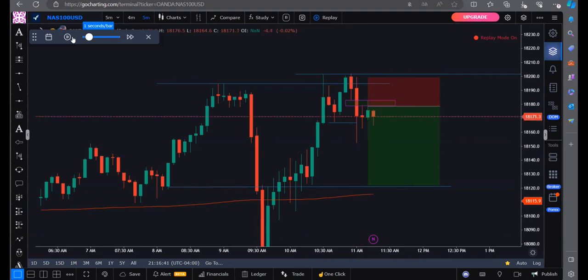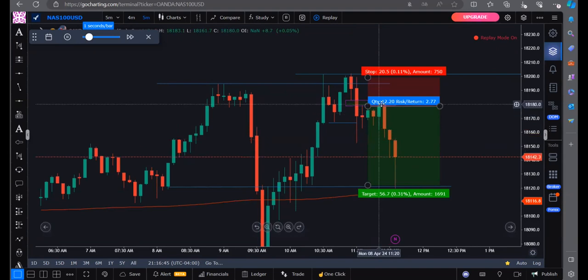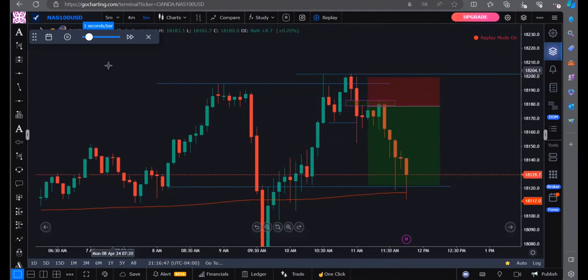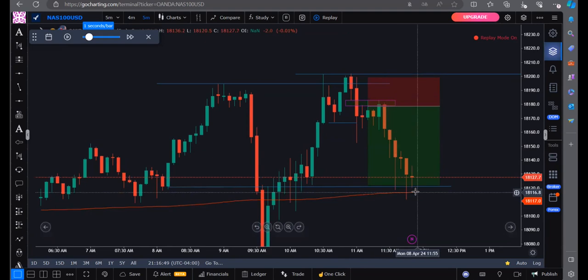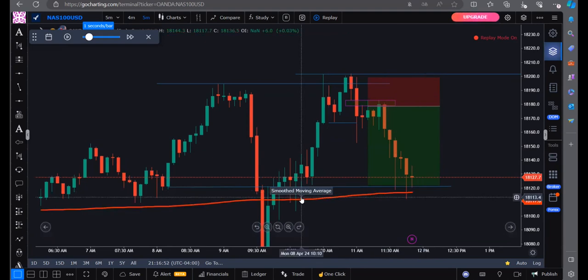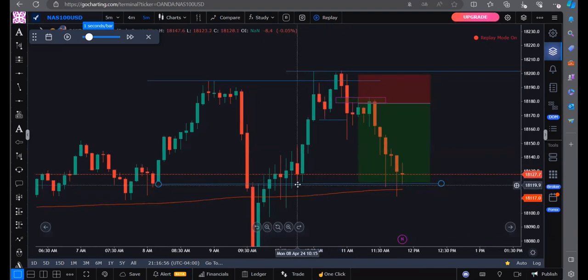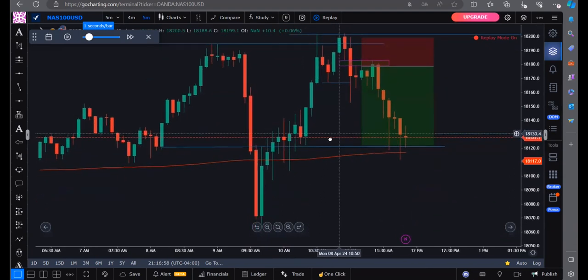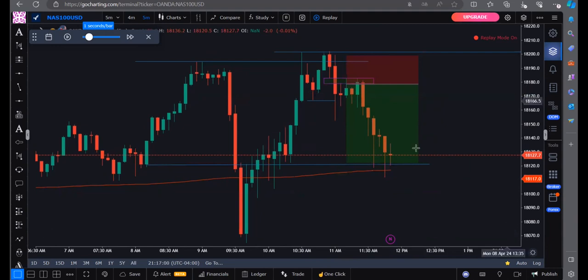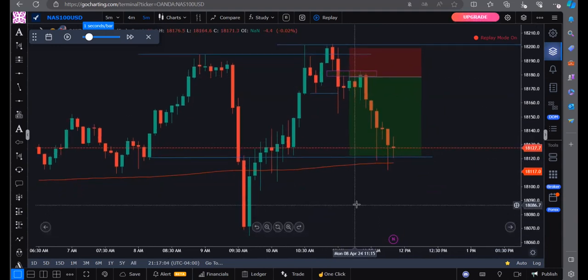Now we are filled, price is going in our favor. Don't get scared when you see price going against you. Now price reached our target. As you can see, you've got to be careful and always look to the left. You don't want to be greedy, because I see a lot of traders who target unrealistic take profit levels.